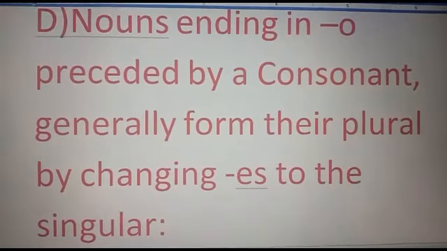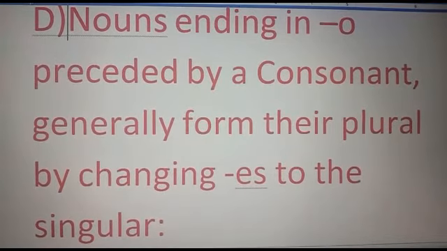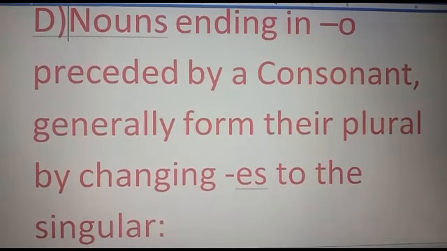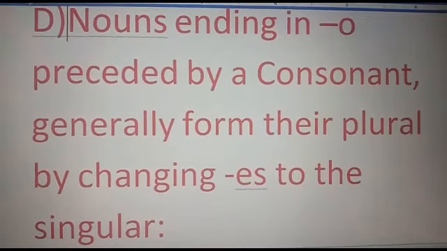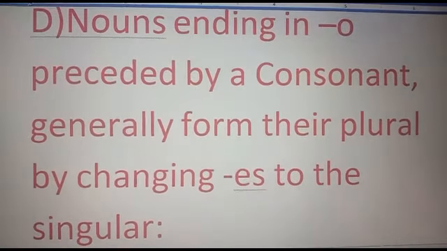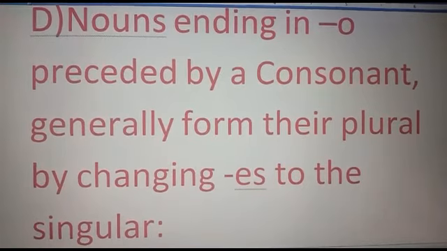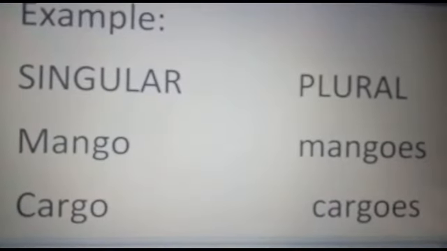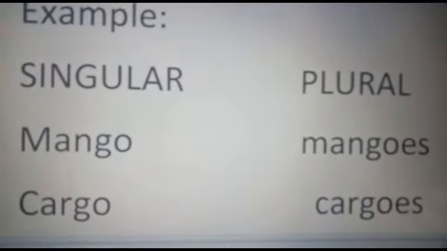Now we'll be talking about the nouns that are ending in O preceded by a consonant. They generally form their plurals by adding es to the singular. They're trying to say that if you have a noun which ends with an O, and it is preceded, preceded means one letter before O is a consonant, it will get changed by adding es, okay?